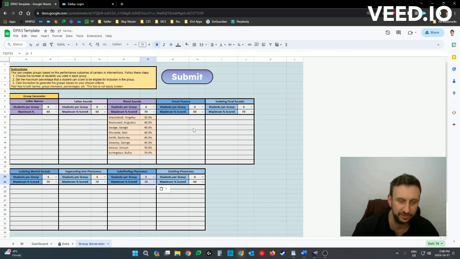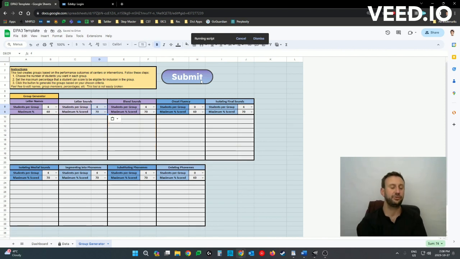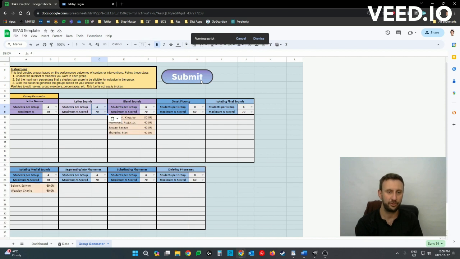I'm going to copy paste in to save some time here. Then if I submit that, it should come up then with groupings that make sense, where we're picking the lowest students for each outcome and throwing them into that group. If a student is picked for a group, they won't get picked again. It's only once per group. So it should populate right away here for us.